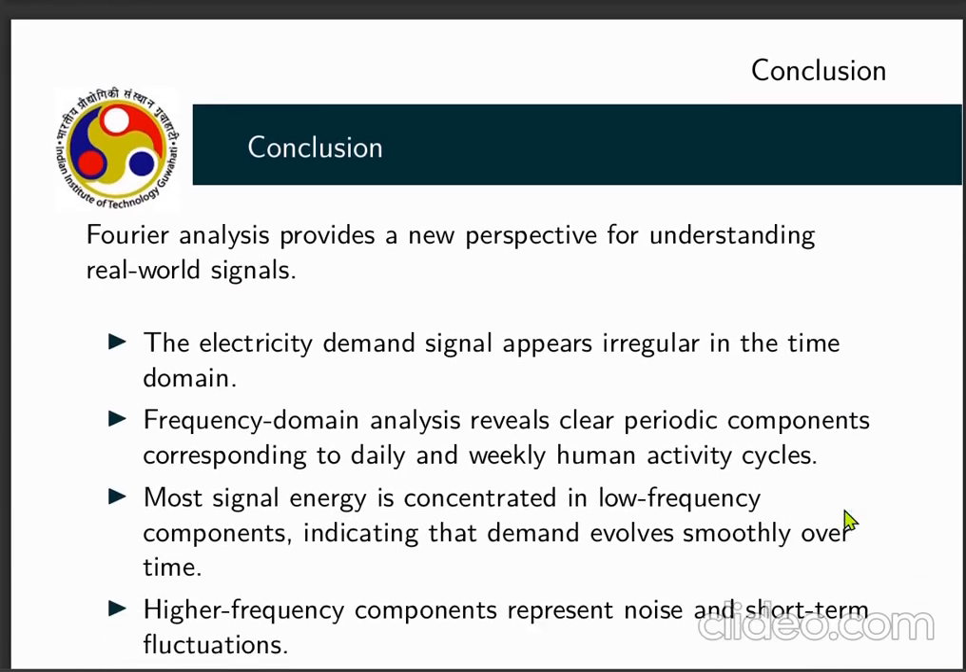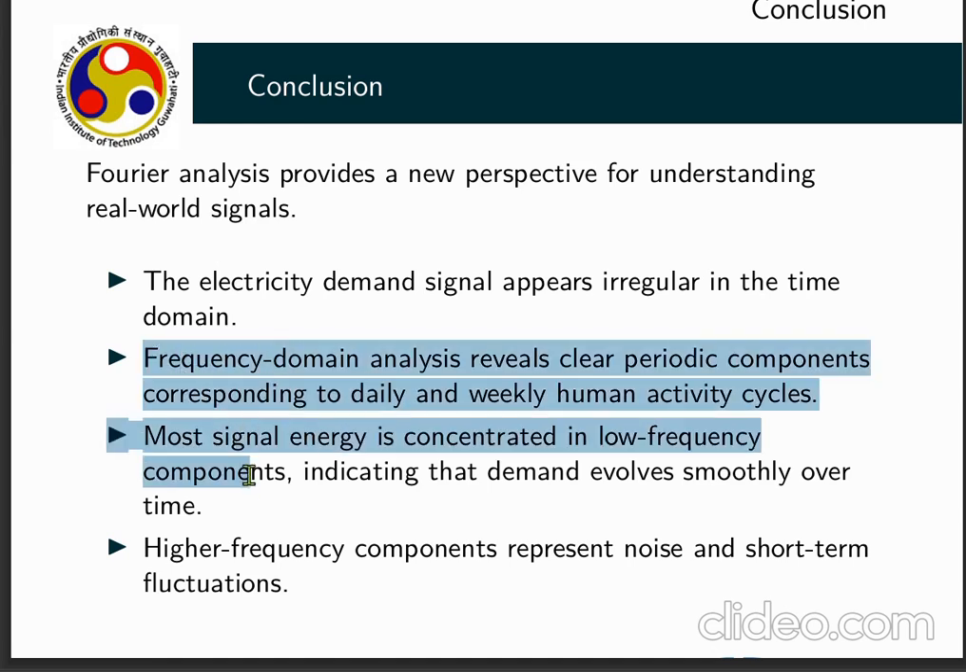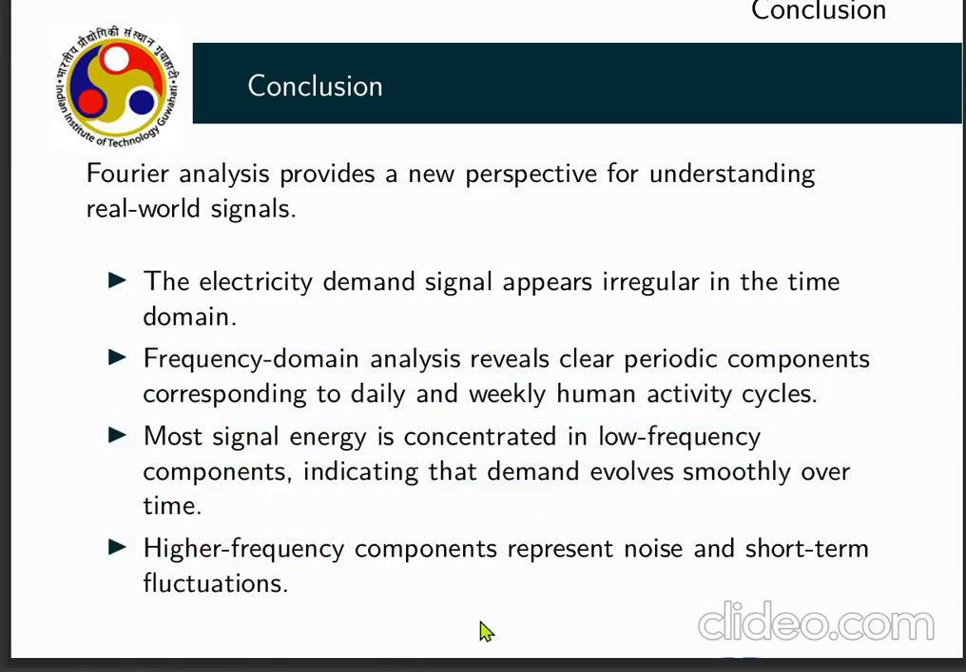In conclusion, this study demonstrates how Fourier analysis provides a powerful framework for analyzing real-world signals. Although electricity demand appears irregular in the time domain, the frequency domain reveals clear periodic patterns driven by human activity. By decomposing the signal into its frequency components, Fourier analysis allows us to identify dominant cycles, understand energy distribution, and interpret the underlying behavior of the system. This illustrates how thinking in the frequency domain reveals the structure that cannot easily be seen in the raw data.